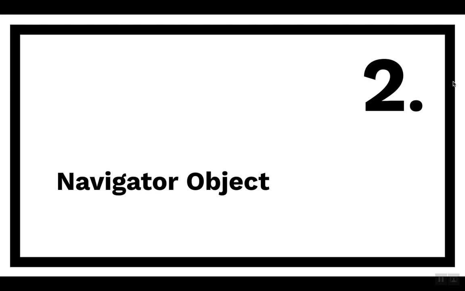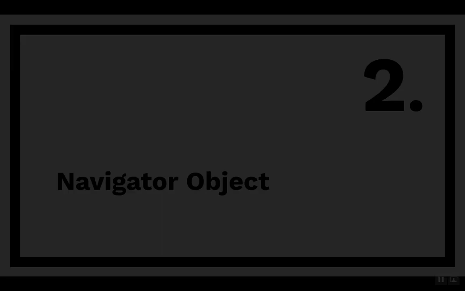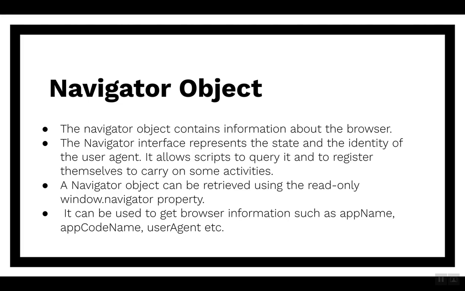So Navigator object is within the window object itself. Navigator object contains information about the browser. It has the state and identity of the user agent that we just saw. It can be only used as read-only, but we get very valuable information from the Navigator object that we can use to further provide a much better and rich user experience to the user.